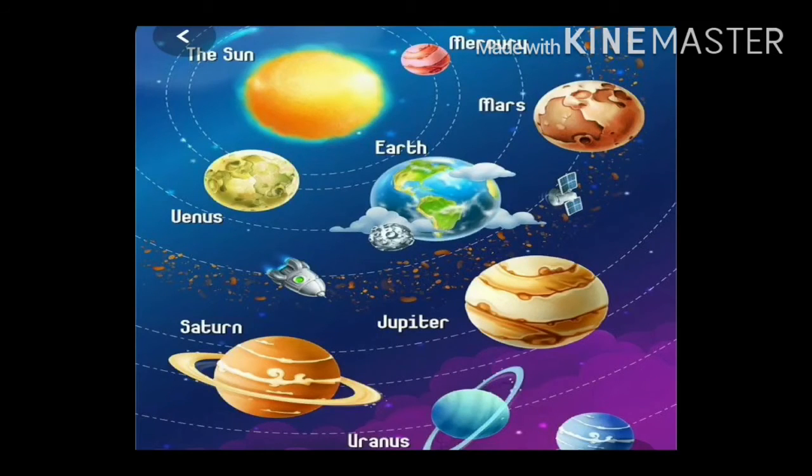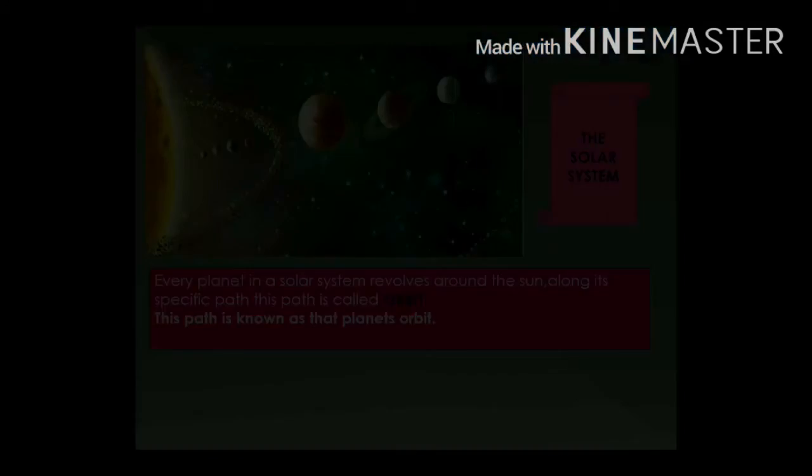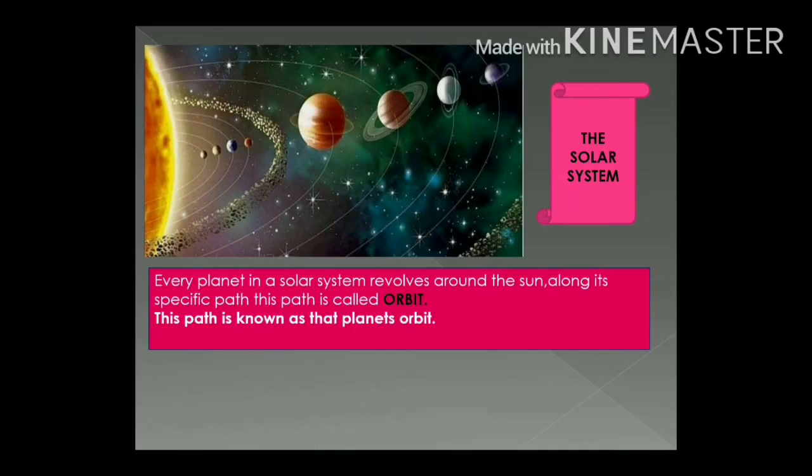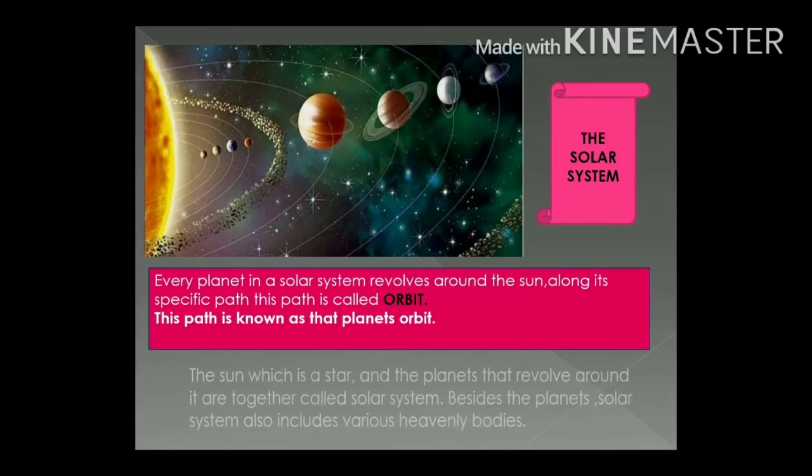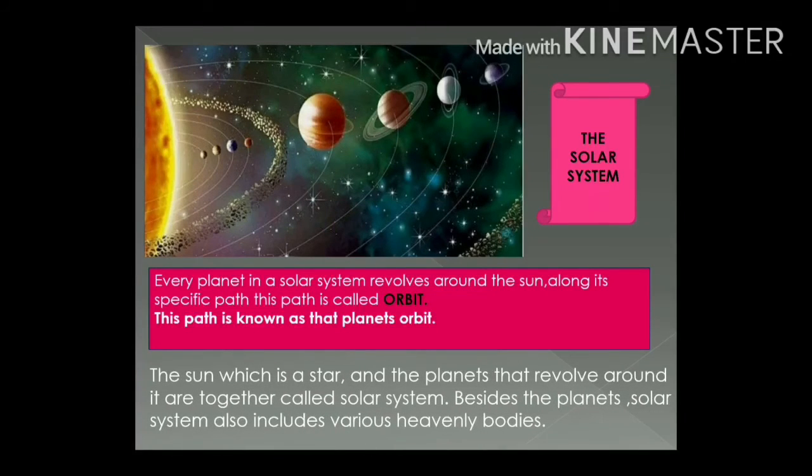Orbit means a path, a way. A specific path or a specific way in which the planets are revolving around the Sun. Every planet in the solar system revolves around the Sun along its specific path, and this path is called an orbit. This path is known as that planet's orbit.